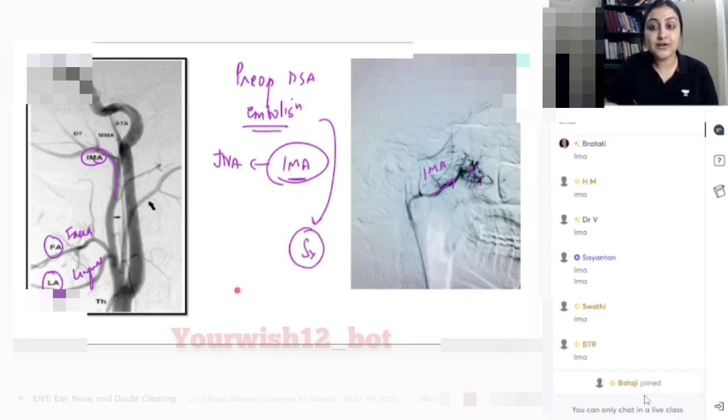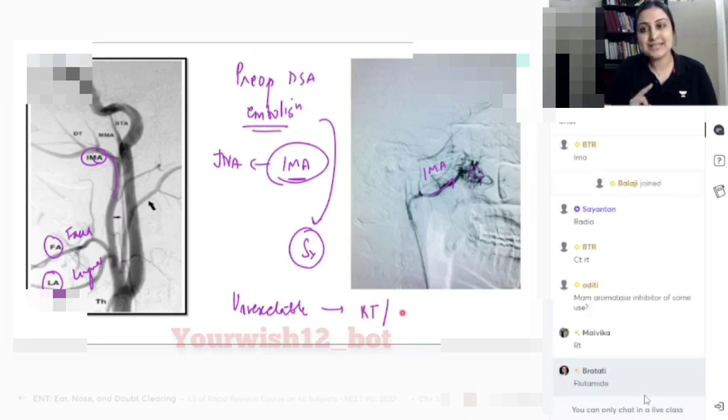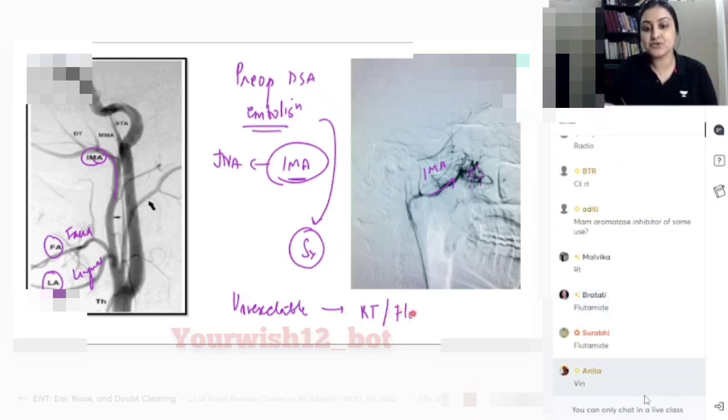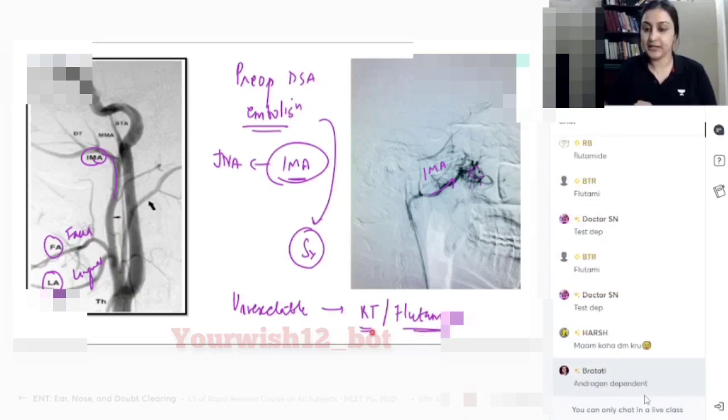If the tumor is unresectable, then what do we want to do? You can give radiotherapy also. Apart from that, is there any drug that we can give? Why is this occurring only in males? It occurs only in males because it is testosterone dependent, right? So I can actually give flutamide here, right? So I can give flutamide here.